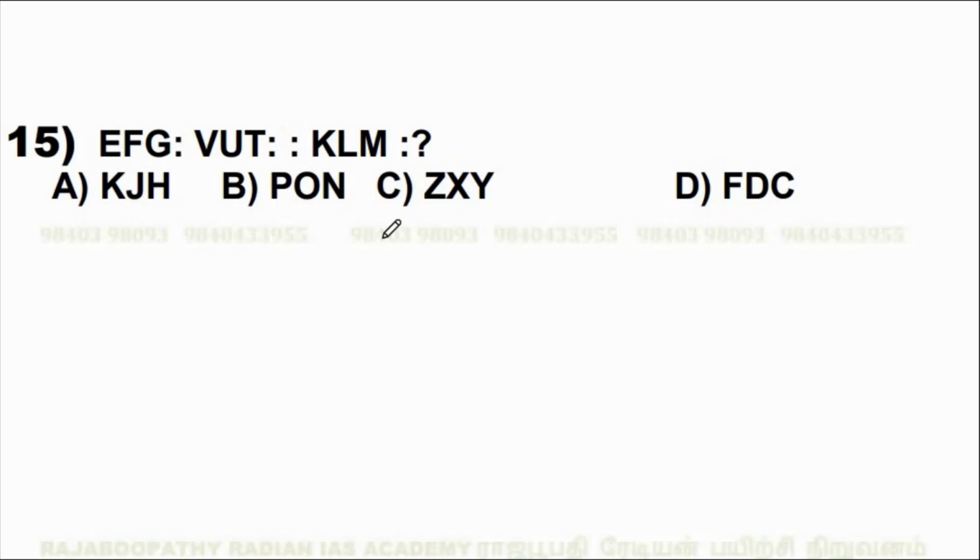What is the answer for this? E, F, G. This is called syllogism. These two are related in a similar way. This and this should be related. These two are related in the same manner. This and another, these three alphabets are related. So which of these three alphabets, from the 4 options? E, F, G is related to V, U, T.